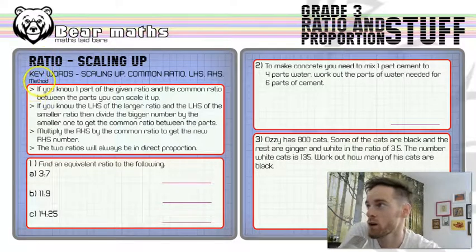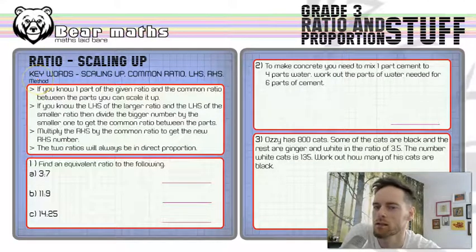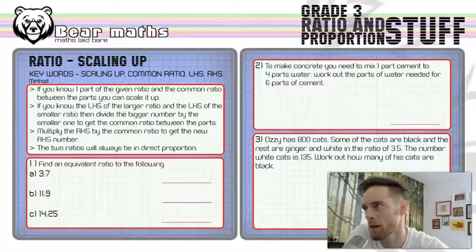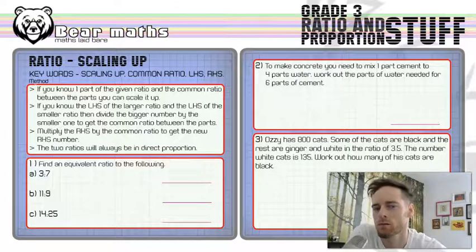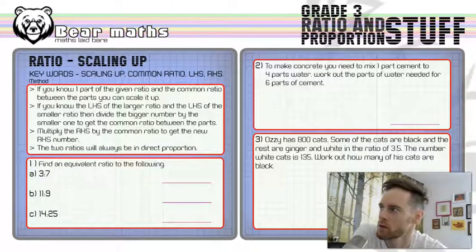This video is on ratio and scaling up this time. So keywords are scaling up, common ratios, LHS, RHS. They're the terms that we need to understand. Scaling up means you're multiplying. Common ratio is the multiplier that you would use to scale up. LHS stands for the left-hand side of the ratio and RHS stands for the right-hand side of the ratio.